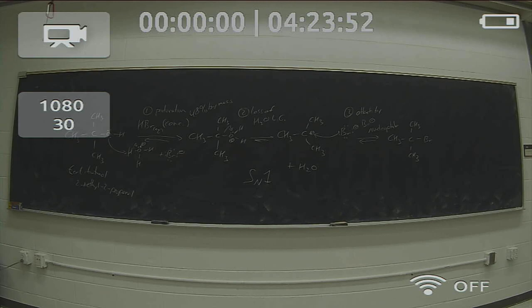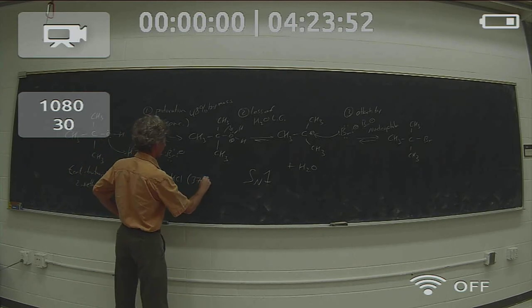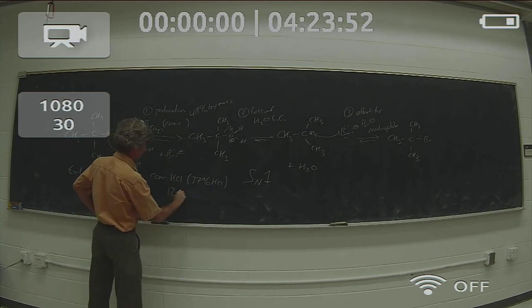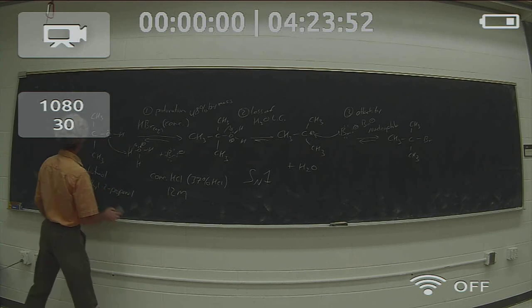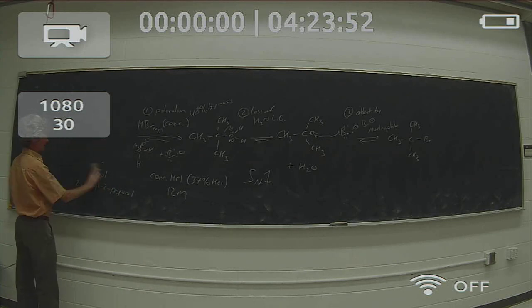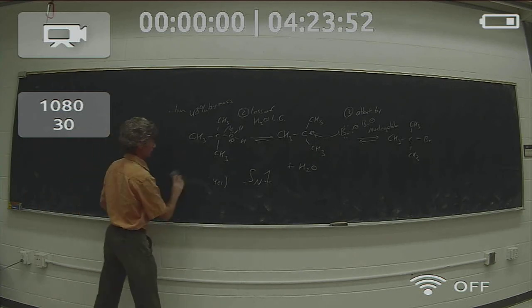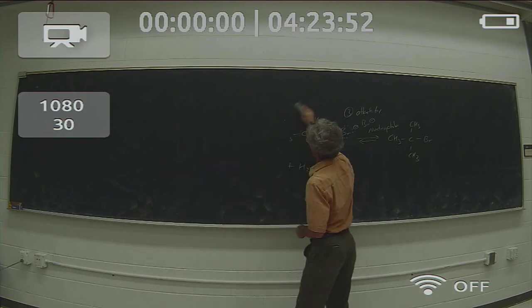If you wanted to make the corresponding alkyl chloride, it would need to be concentrated HCl, and concentrated HCl is approximately 37% HCl by mass dissolved in water, which is about 12 molar HCl. You need to keep the concentration of water low to go in this direction, and the concentration of water high to go in the other direction. So this is great. We can make primary alkyl halides from primary alcohols, and we can make tertiary alkyl halides from tertiary alcohols.